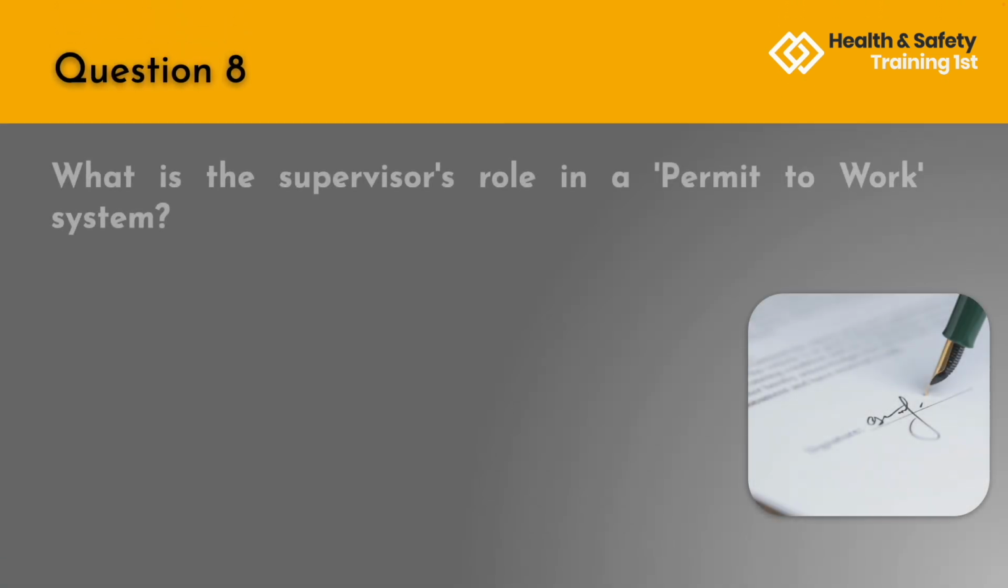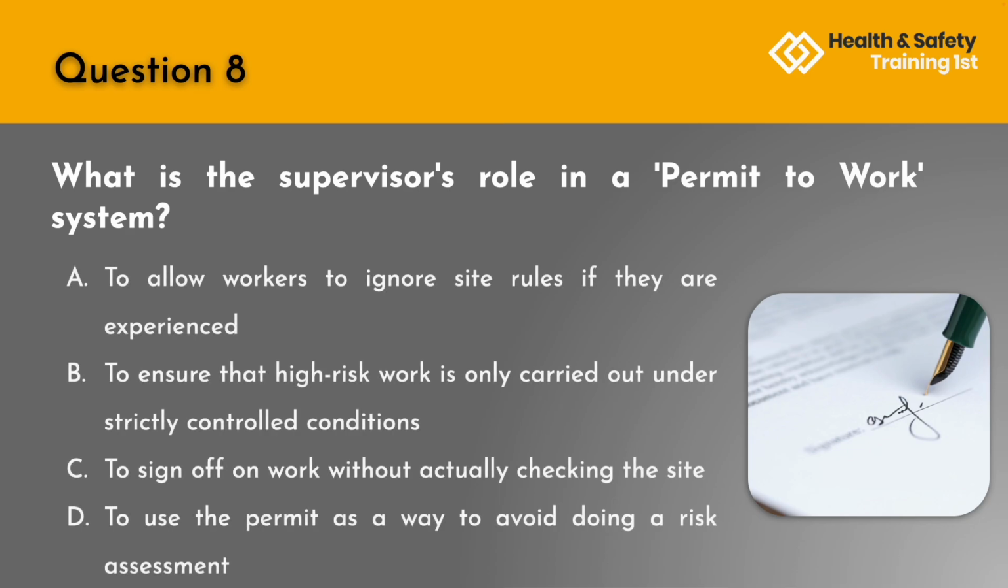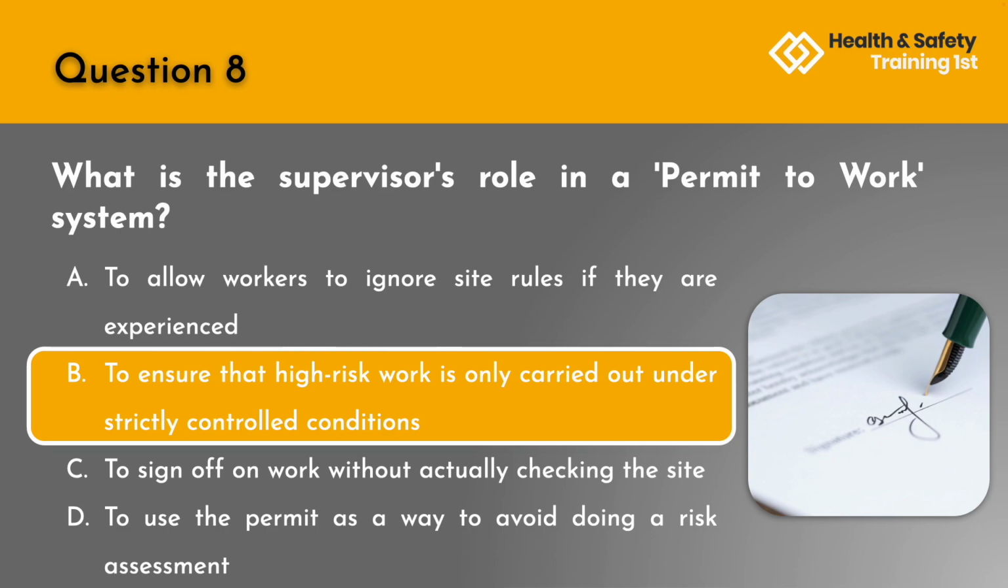Question 8. What is the supervisor's role in a permit to work system? A. To allow workers to ignore site rules if they are experienced. B. To ensure that high-risk work is only carried out under strictly controlled conditions. C. To sign off on work without actually checking the site. Or D. To use the permit as a way to avoid doing a risk assessment. The correct answer is B. To ensure that high-risk work is only carried out under strictly controlled conditions.